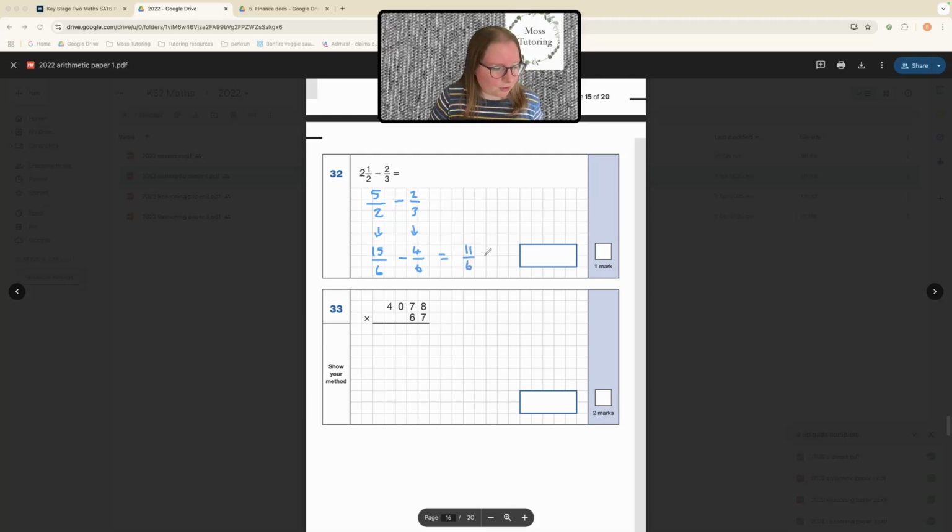Or you could have 1 whole and 5/6. So either one of those the mark scheme says you're allowed to have. So I'm going to pop in 1 and 5/6 because the question starts off with a mixed number, so I'm going to end it with a mixed number. Well done if that's what you got.